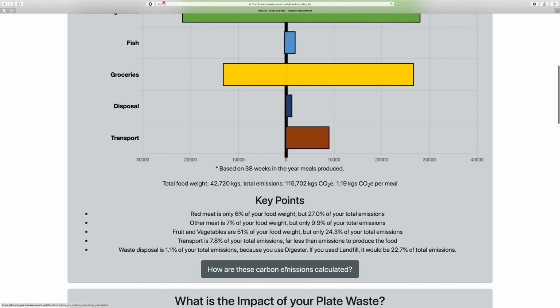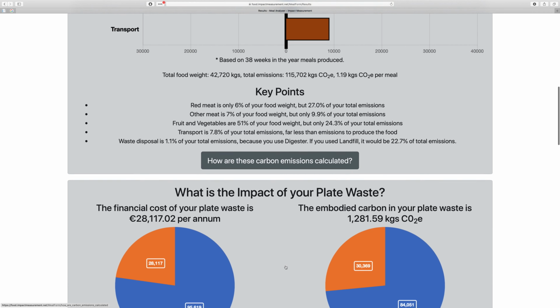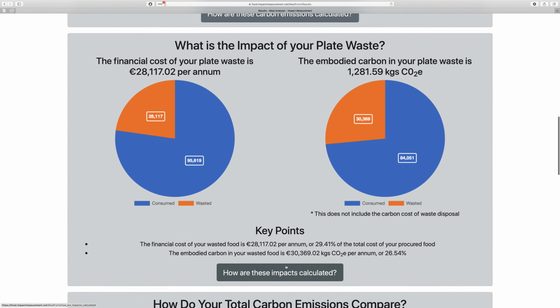Finally, before I move on, on any of these tabs, you can see there's another link at the bottom, which will take you to a document which shows exactly how these carbon emissions have been calculated. So the tool is completely transparent in that sense. When we move to the second slide, we're really concentrating here on what the effect of your plate waste is on the system, and we've divided that again into two different halves. On the left-hand side, we're showing you what the financial impact of that food that's being thrown away is.